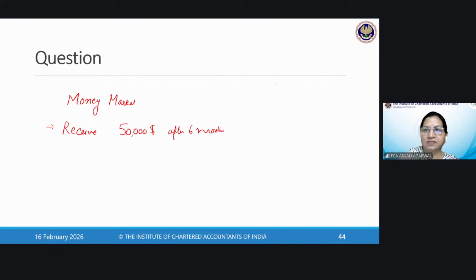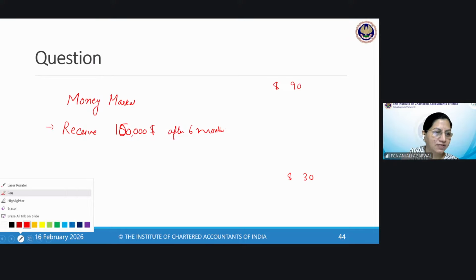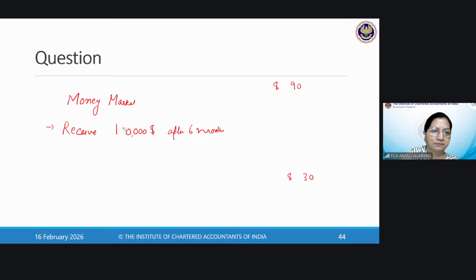My problem is that today the dollar is 90. What if after 6 months the dollar becomes 30? Or I'll keep it simple, 100,000. Whereas I was supposed to be receiving 90 lakhs, I end up receiving how much? Only 30 lakhs. Huge loss.